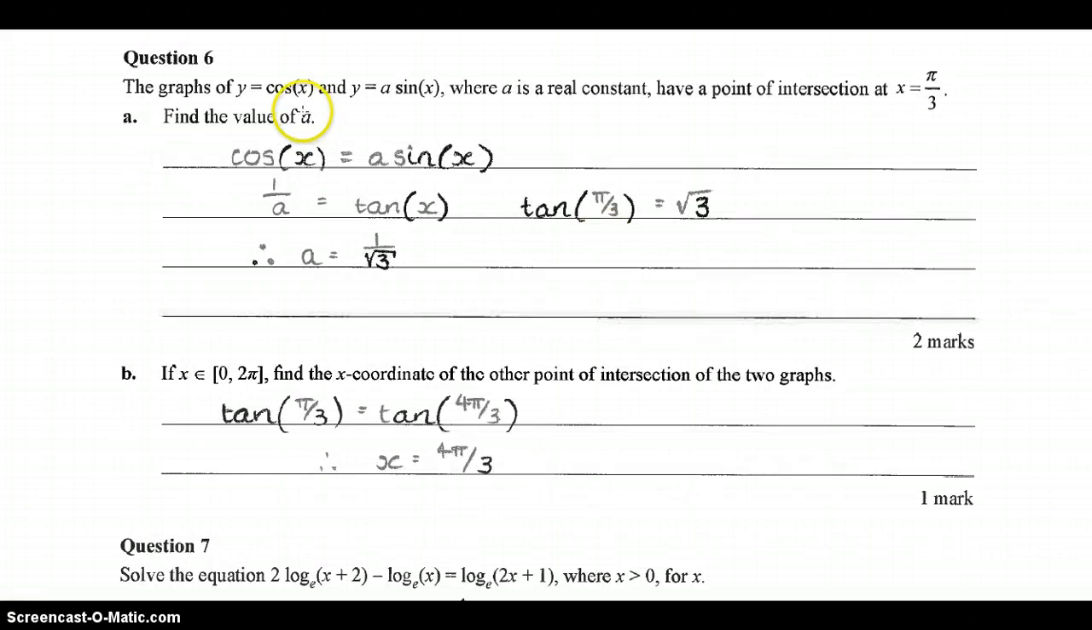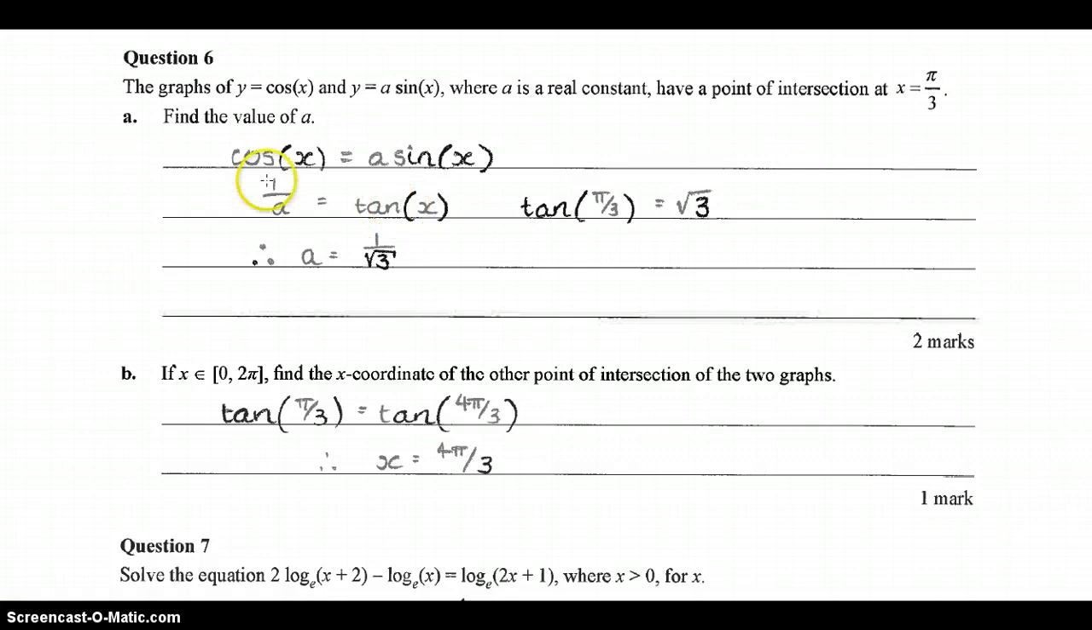Question 6, we have the graphs of y equals cos x and y equals a sin x. They intersect when x equals pi on 3, so find the value of a. So we set the two equal to each other. What I've done here is divided both sides by cos of x, which gives me sine of x over cos of x, which is tan of x. And that equals 1 on a if we switch things around a little bit. Tan of pi on 3 is root 3, so a equals 1 on root 3.